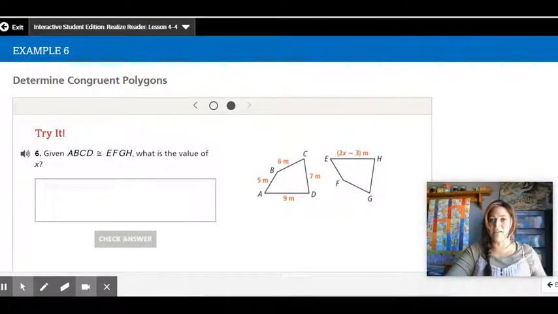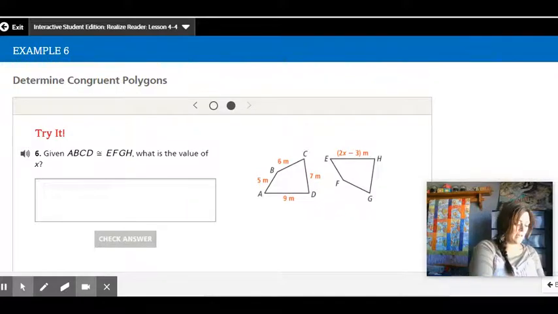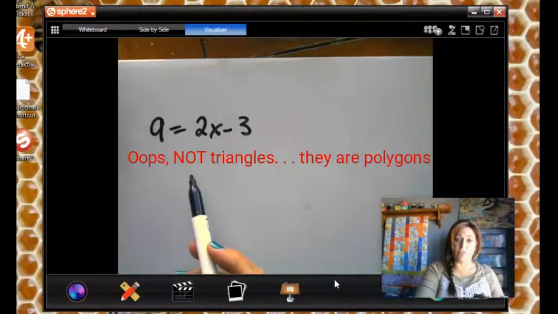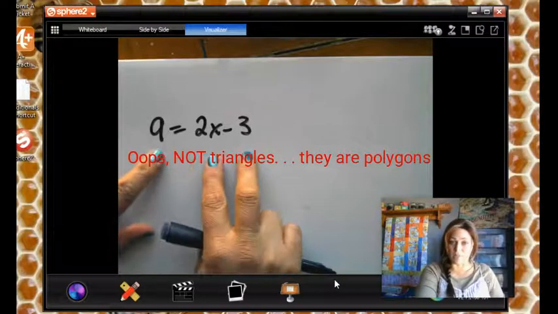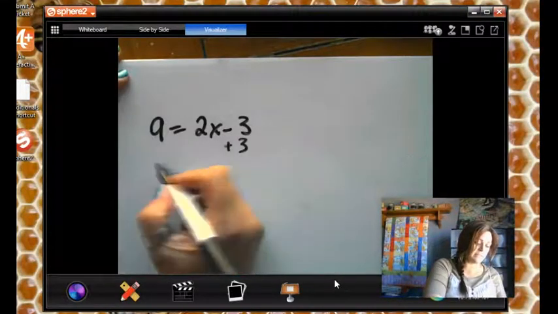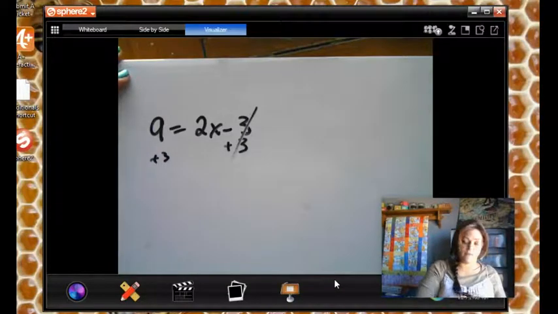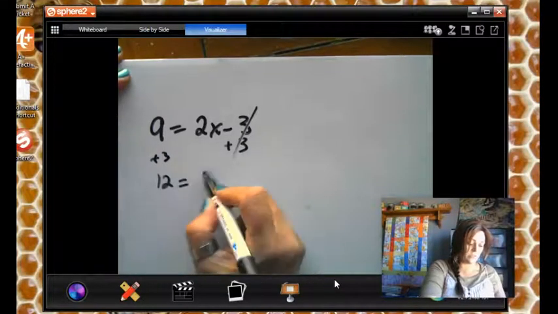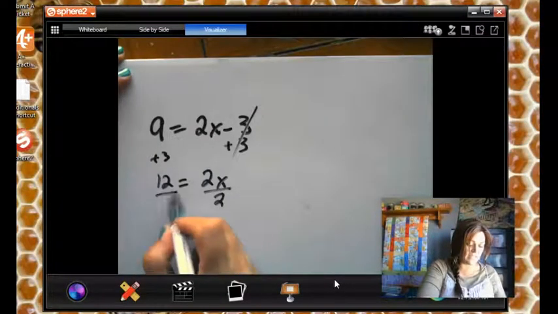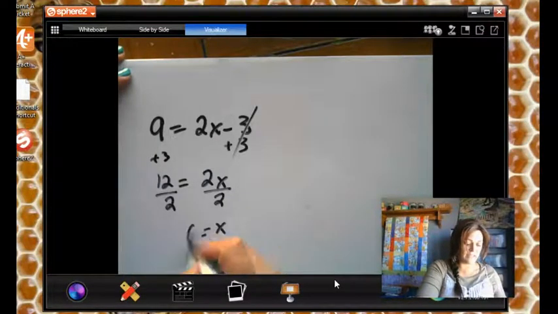So I'm going to see if I can shrink this for a second. I'm going to write this down. 9 equals 2x minus 3. Well, you solve for x. I know the triangles are congruent, so these two side measurements are congruent, which we set equal. I'm going to add 3 to both sides. So I have 12 equals 2x. And keep going, divide by 2 on both sides. I have x equals 6.